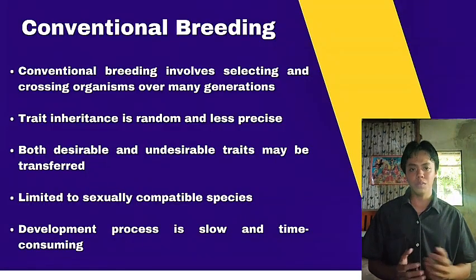Conventional breeding is limited to sexually compatible species, restricting the range of genetic diversity that can be introduced. The development process is slow and time consuming, often requiring many years to achieve the desired results.